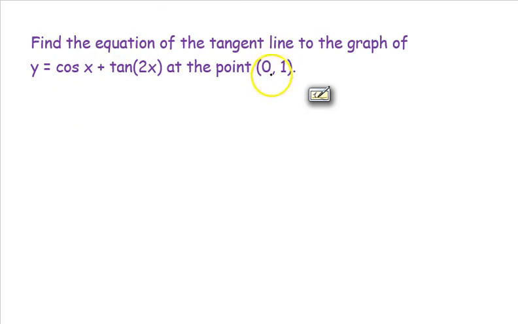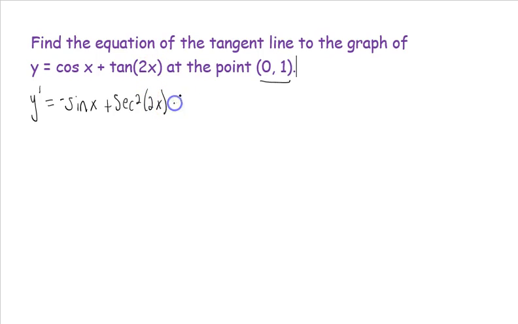So we're really lucky in this one that they gave us the whole point, the x and the y. We don't have to plug in to find y. But if they had just given us the 0, we would plug 0 in here and 0 in here and solve that out and get our 1. Since they gave us the point, we can move on and get the slope by taking the derivative. So the derivative of cosine is negative sine, and the derivative of tangent is secant squared. And this has to be a chain rule because you have the 2x, so we're going to multiply it by 2.